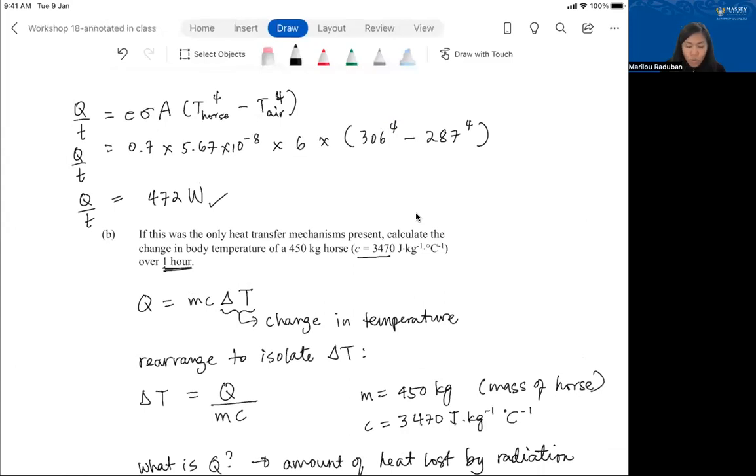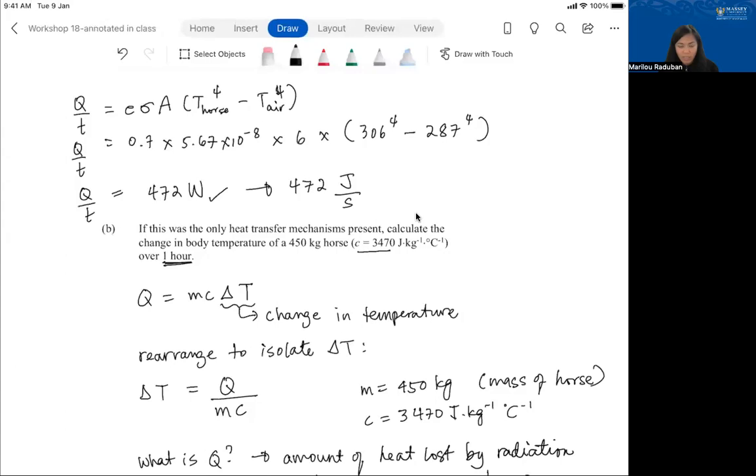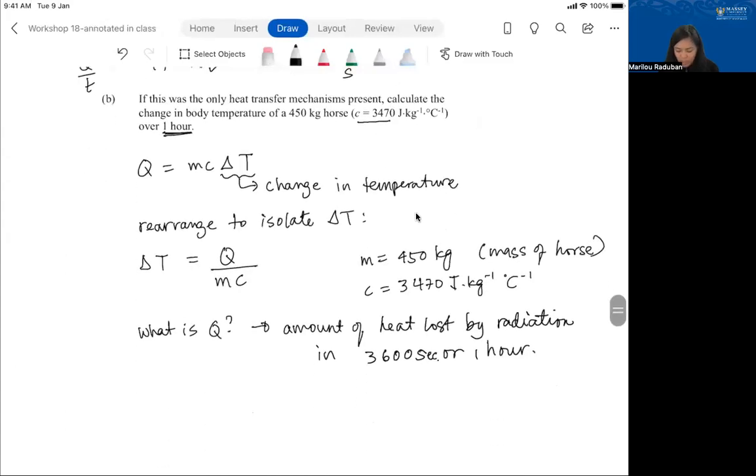Okay, in the previous question, we already solved that 472 joules of heat is lost every second. So 472, of course, watts. Watts, of course, means 472 joules per second. Okay, that means every second, 472 joules of heat is lost. So from question A, 472 joules of heat is lost every second.